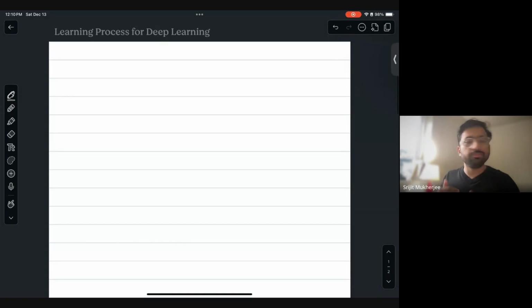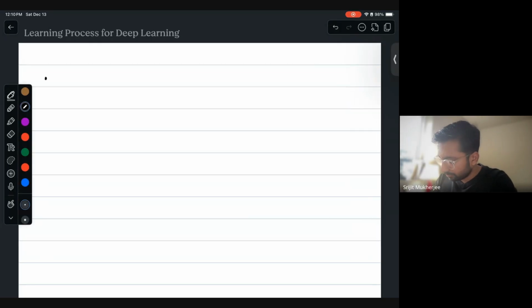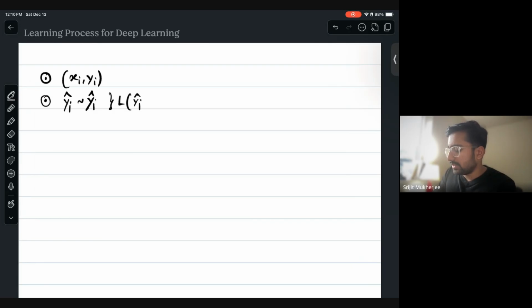So this is the learning process of deep learning. Let's understand what we have initially. Let's start from the very beginning. We have the data points xi and yi. This can be any dimension, and your goal is to find the function such that y hat is very close to y. So we define it like the loss of y hat comma y is very low, where y hat is nothing but some function of xi and theta.